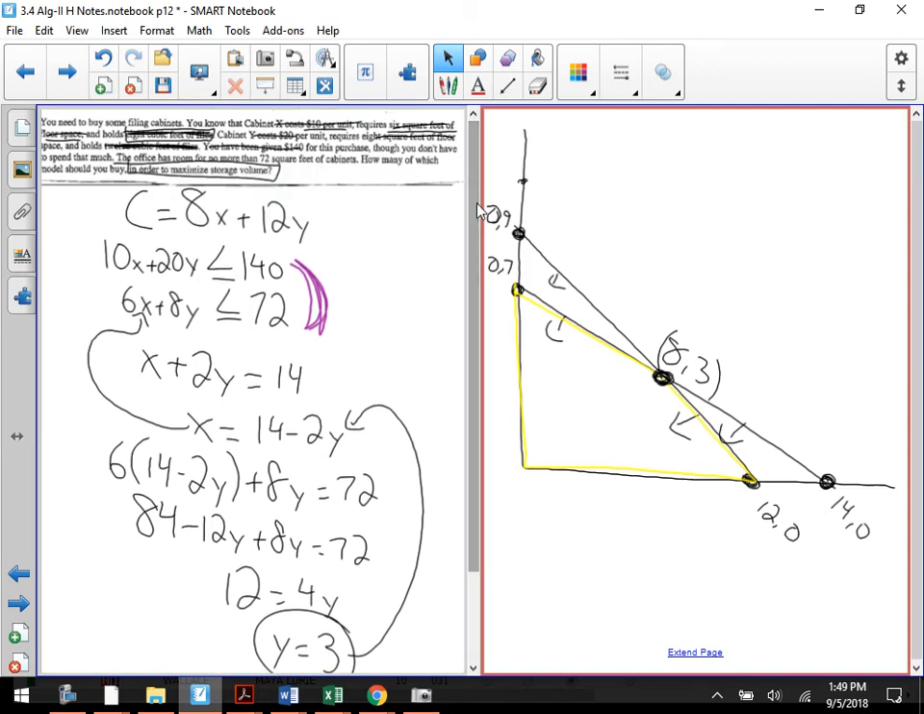Way back up here, I had 8x plus 12y. We have ordered pairs of (0, 7), (8, 3), and (12, 0), and obviously (0, 0) won't get us anywhere. So 8 times 0 plus 7 times 12 is 84. 64 and 36 is 100. And then that was 96. Which of those numbers is the largest?